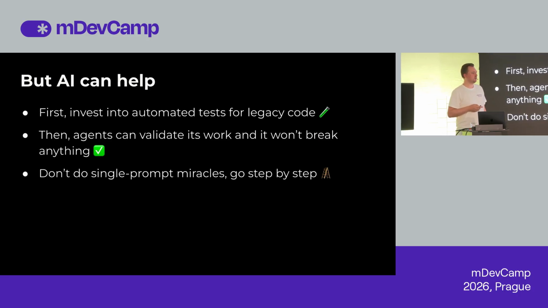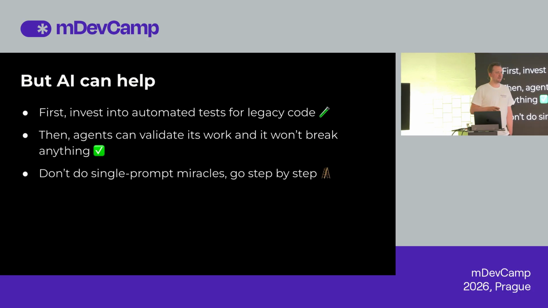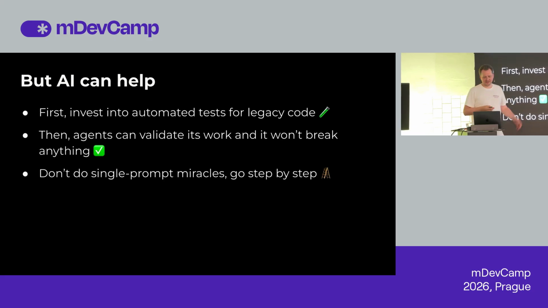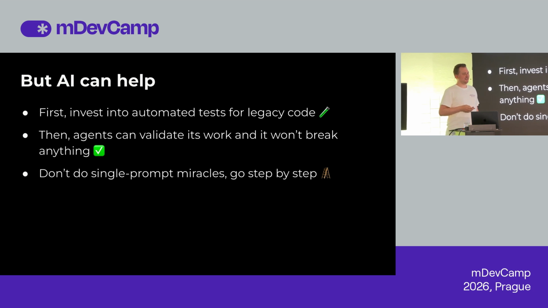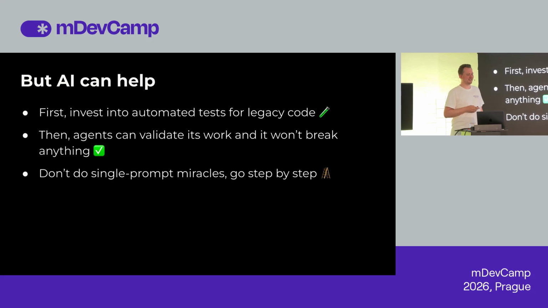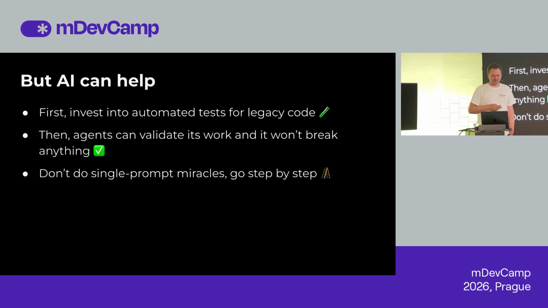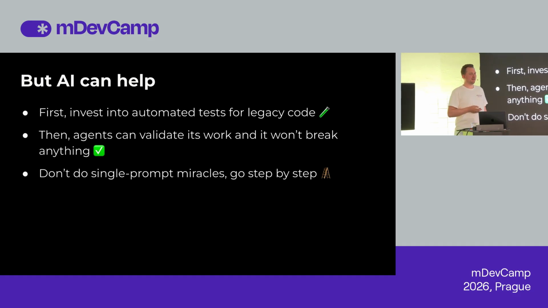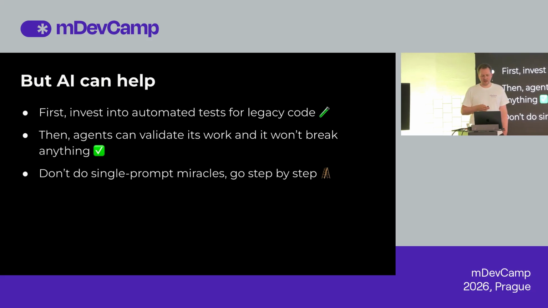It's really tempting to do single prompt miracles, like rewrite this app from iOS to Android or from Flutter to Kotlin, whatever. It will generate some app, but the last 10% will be hell. So try not to do single prompt miracles. Go step by step, refactor step by step, understand what it does, guide the agents gradually.